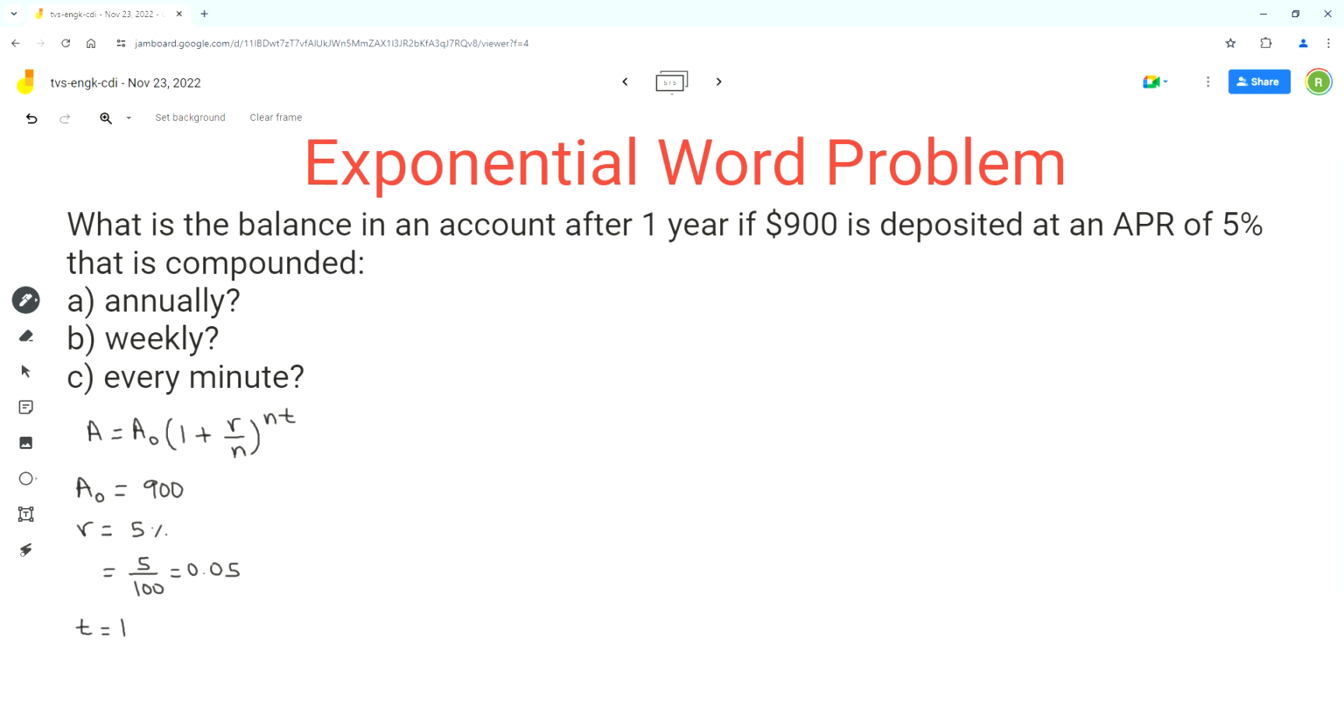So let's start with part A. In part A, we have to calculate the balance after 1 year if the compounding frequency is annual. For annual compounding frequency, N is equal to 1 because annual means 1 year. Now we can sub in the values in the formula to find the value of A, the balance in the account after 1 year.